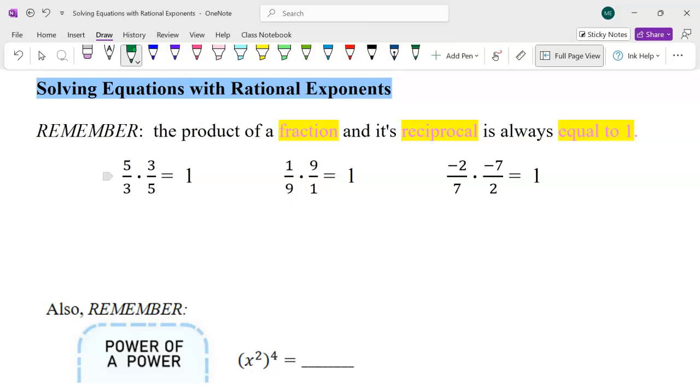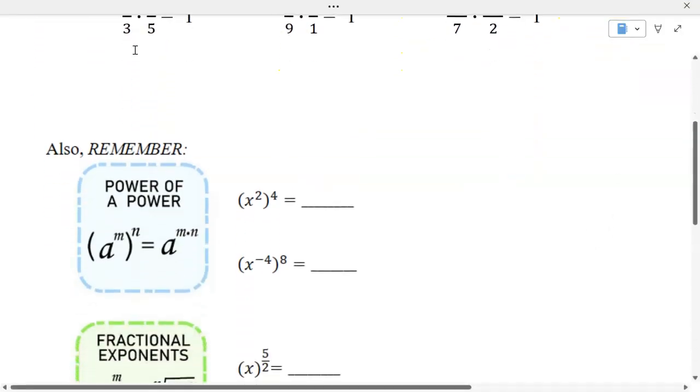If we have the fraction -2/7, we have to multiply by a negative to give us a positive 1. Negative times negative equals a positive. So -2/7 times -7/2 is going to equal 1.